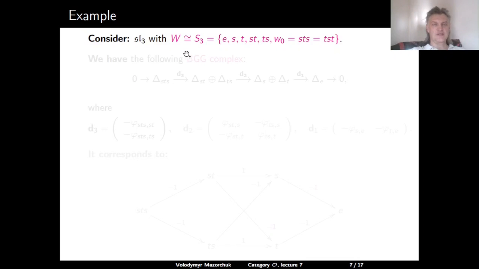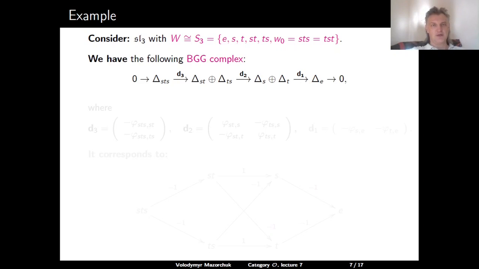For example, consider the Lie algebra SL3, in which case the corresponding Weyl group is S3. So it has 6 elements: one element E of length 0, two elements S and T of length 1, two elements ST and TS of length 2, and one element W0 of length 3. Then the corresponding BGG complex looks as follows.